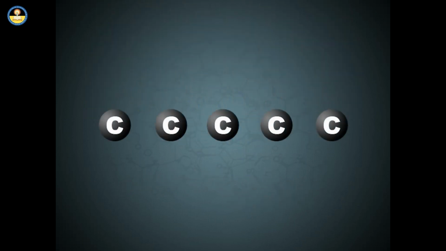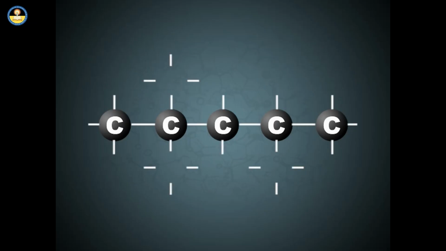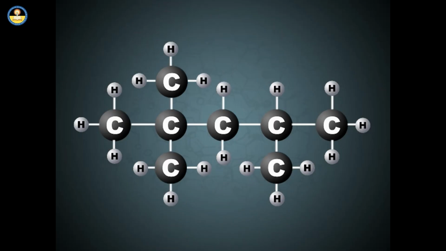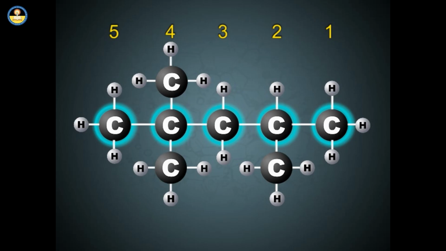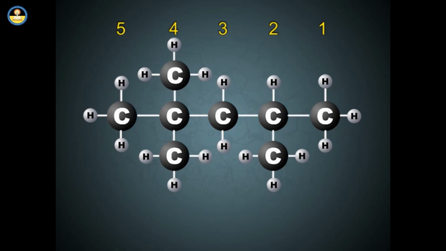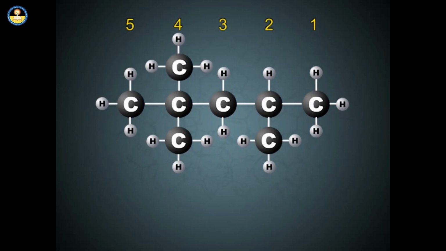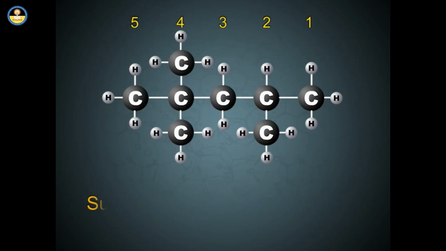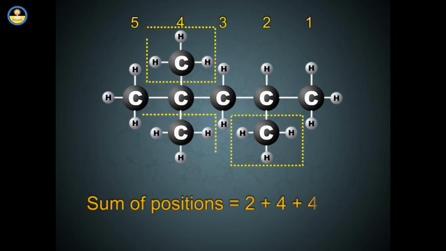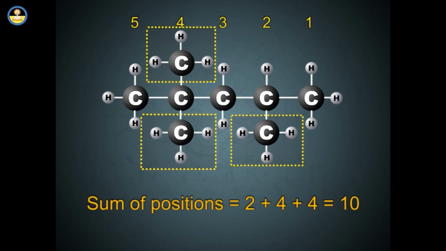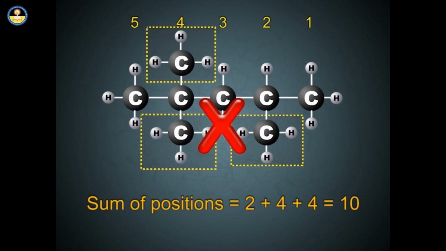Let's take an example to clear it. Let's identify the longest carbon chain present in it. It has a maximum of 5 carbon atoms in its longest chain. Let's add the positions of the functional groups attached. Sum of positions 2 plus 4 plus 4 equals 10. This is the wrong way of numbering a compound.